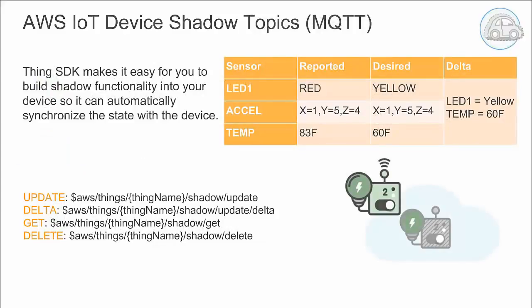You can see it in the console, and of course you can write your own code which manipulates the shadow using the familiar AWS web services endpoints that you're used to, using the vast majority of the SDKs that we provide.